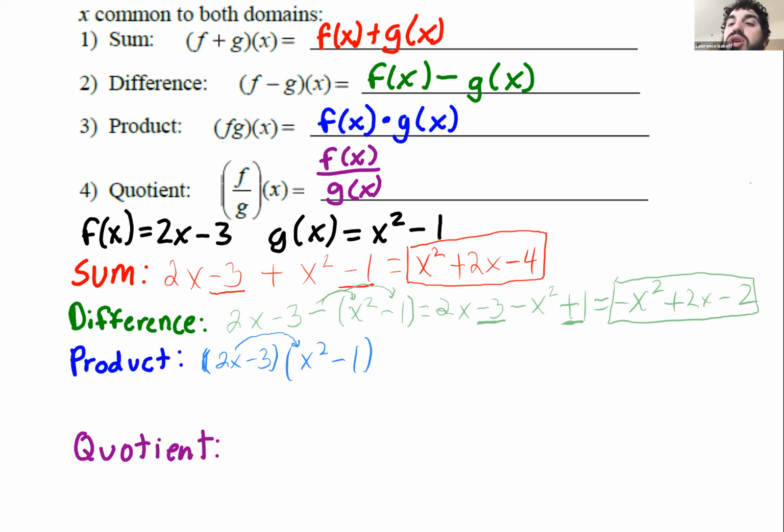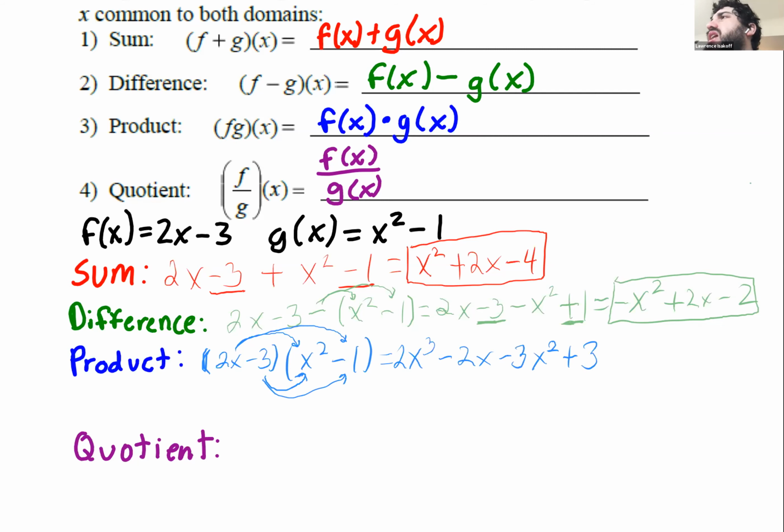So 2x times x squared, that gives me 2x cubed. 2x times negative 1, negative 2x. Going through this in the same order we would do FOIL in, negative 3 times x squared, negative 3x squared. Negative 3 times negative 1 is positive 3.